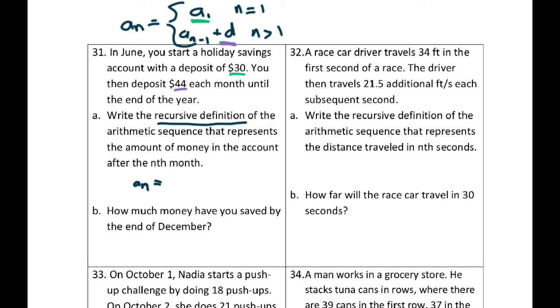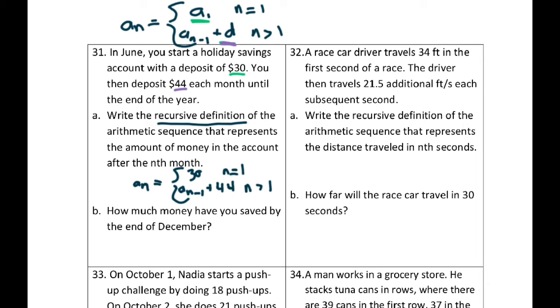So this should be a sub n equals 30 when n equals 1, because there'll be $30 in there the first month. And then we take the previous month and add 44 whenever n is greater than 1. So if we're looking for the fourth month, we take however much we had in the third month and add 44.